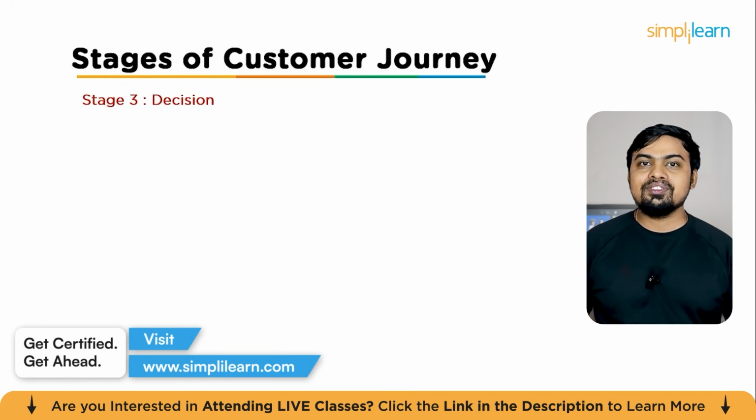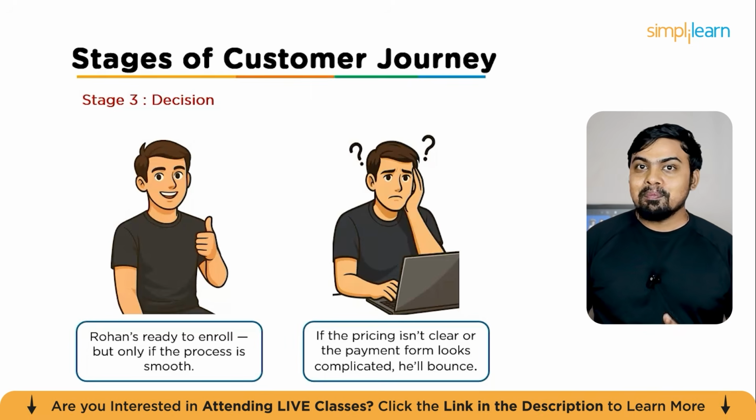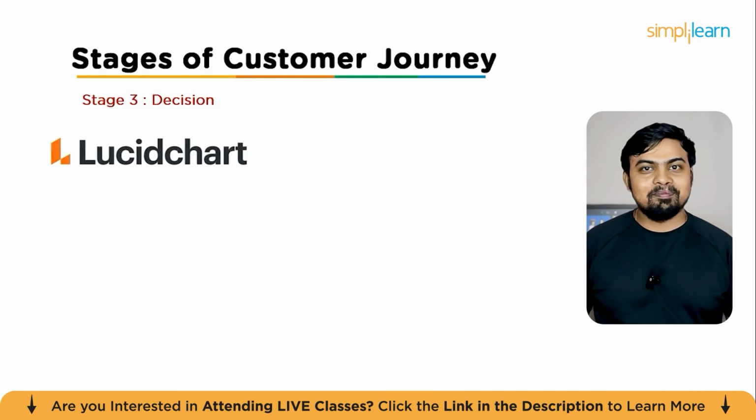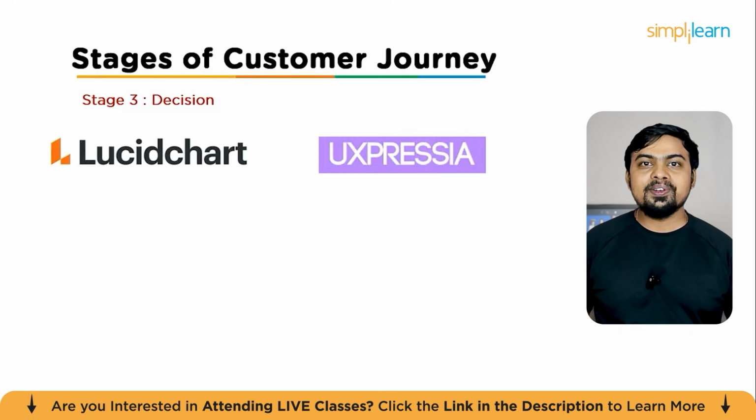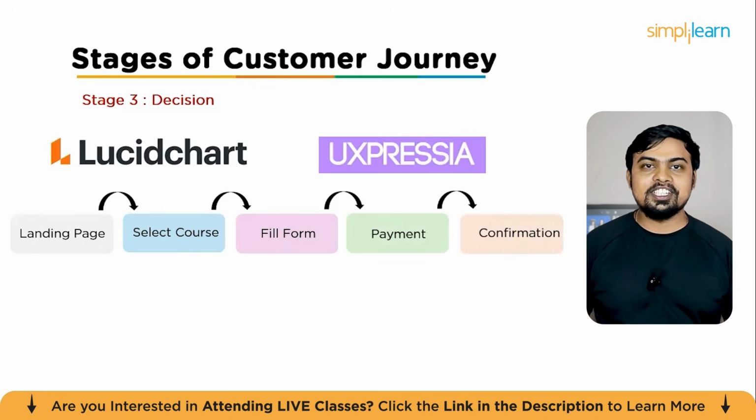Now, in this stage, we will discuss the following. Now, Rohan is ready to enroll, but only if the process is smooth. If the pricing isn't clear or the payment form looks complicated, he'll definitely bounce out. Now, you can use a free tool here. You can use Lucidchart or Expedia to map the flow. So the flow can be landing page to select course, from there to fill the form, then to payment, and then the last one is confirmation.